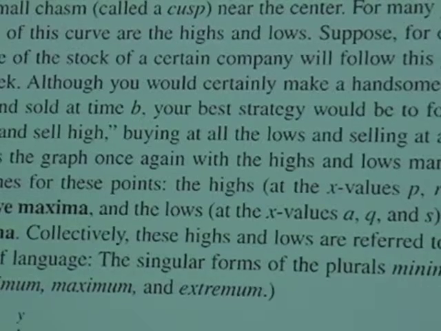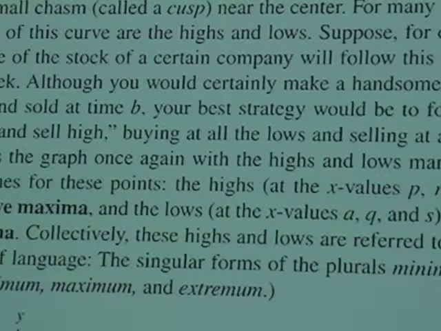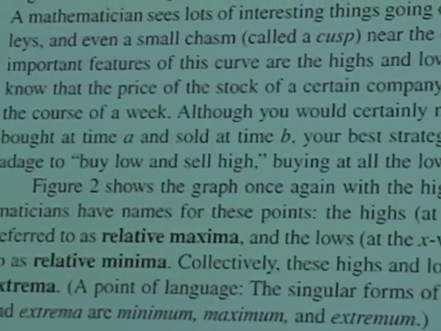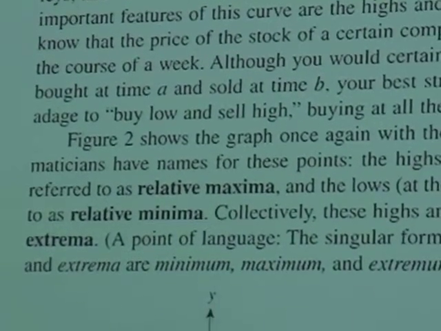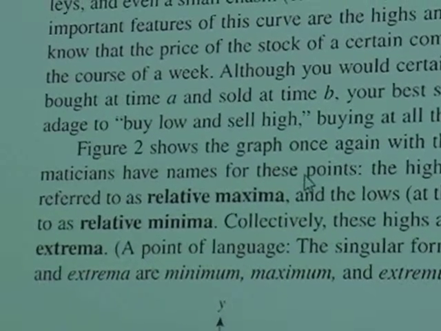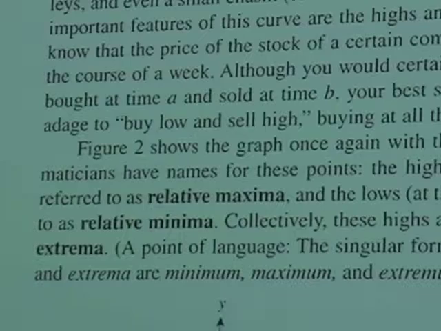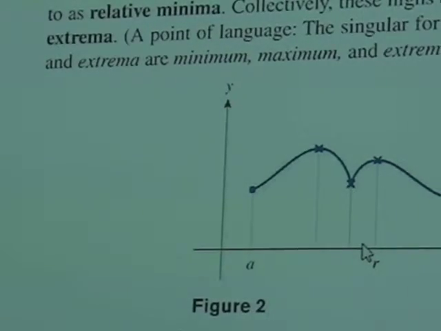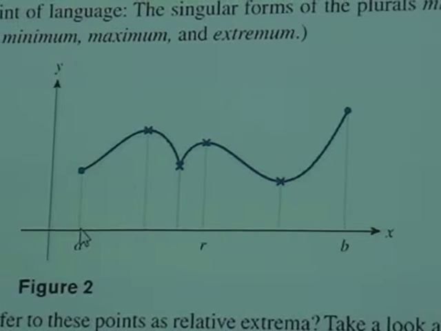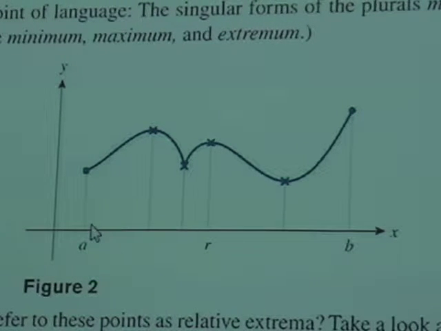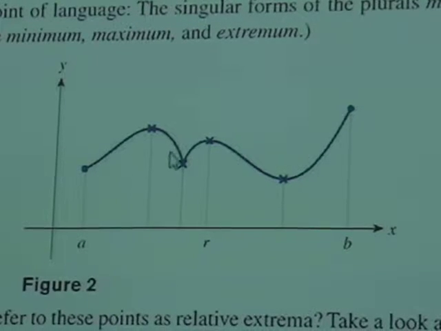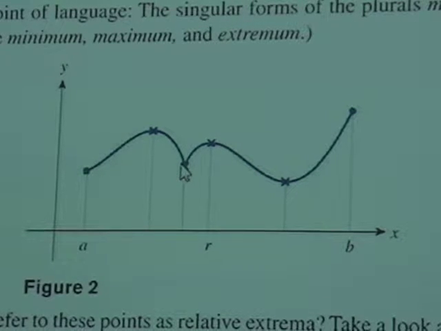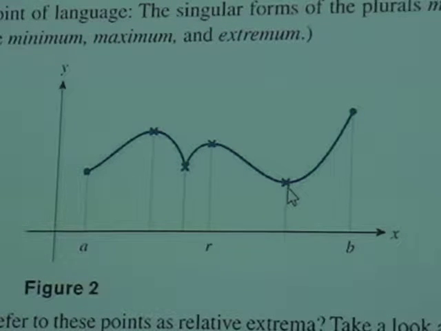So maximum and minimum, we discussed this a bit. Relative maximum, relative minimum, relative extrema. What does relative extrema mean? It means either a relative maximum or a relative minimum, right? Okay, good. So how about this picture? What do we have, if anything? How about this point here? This is a relative maximum. How about this point here? A relative minimum. How about this point here? Relative maximum. How about this point here? Relative minimum.